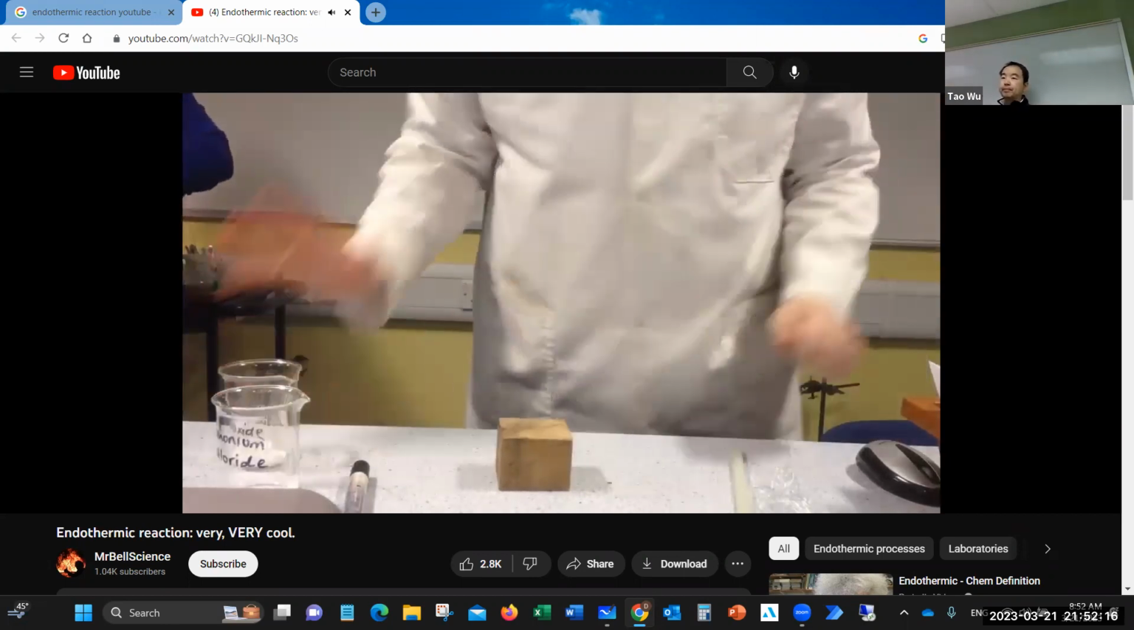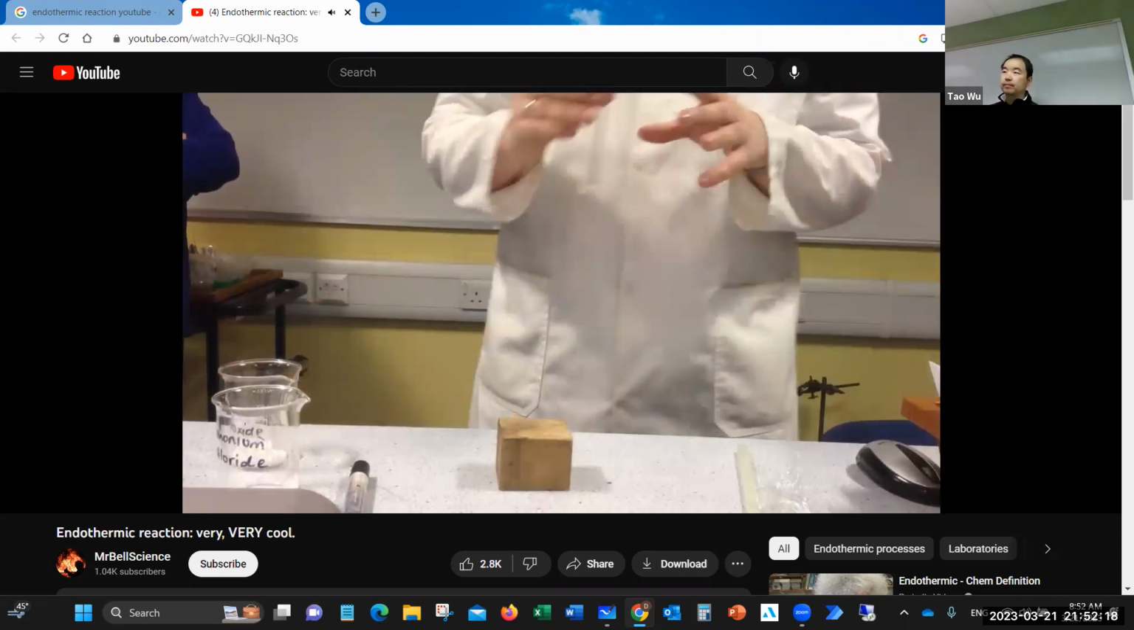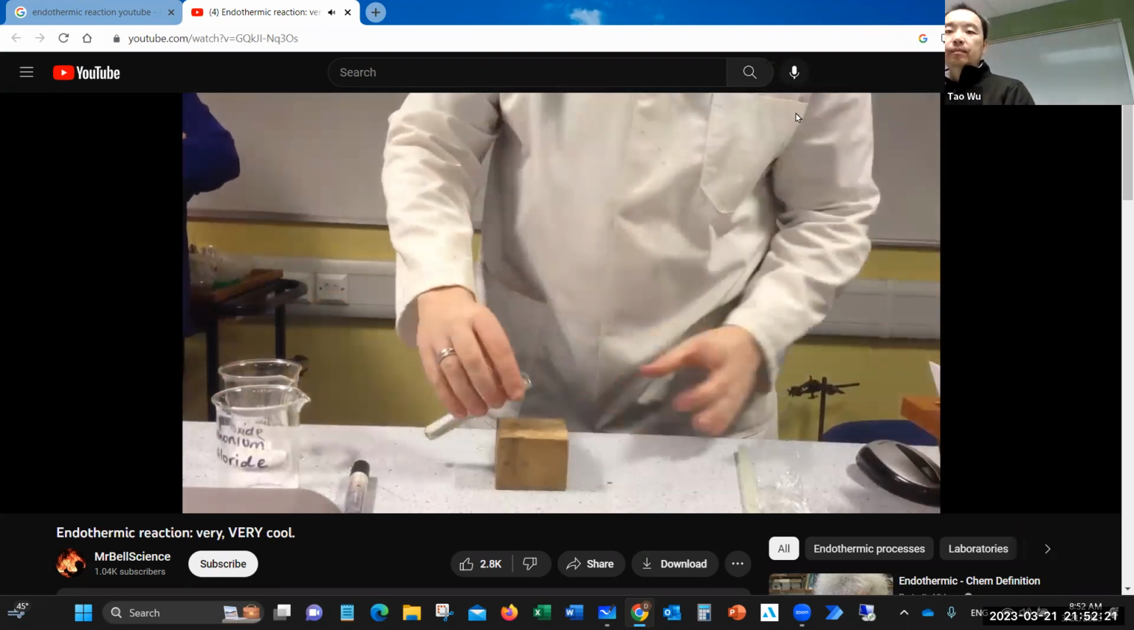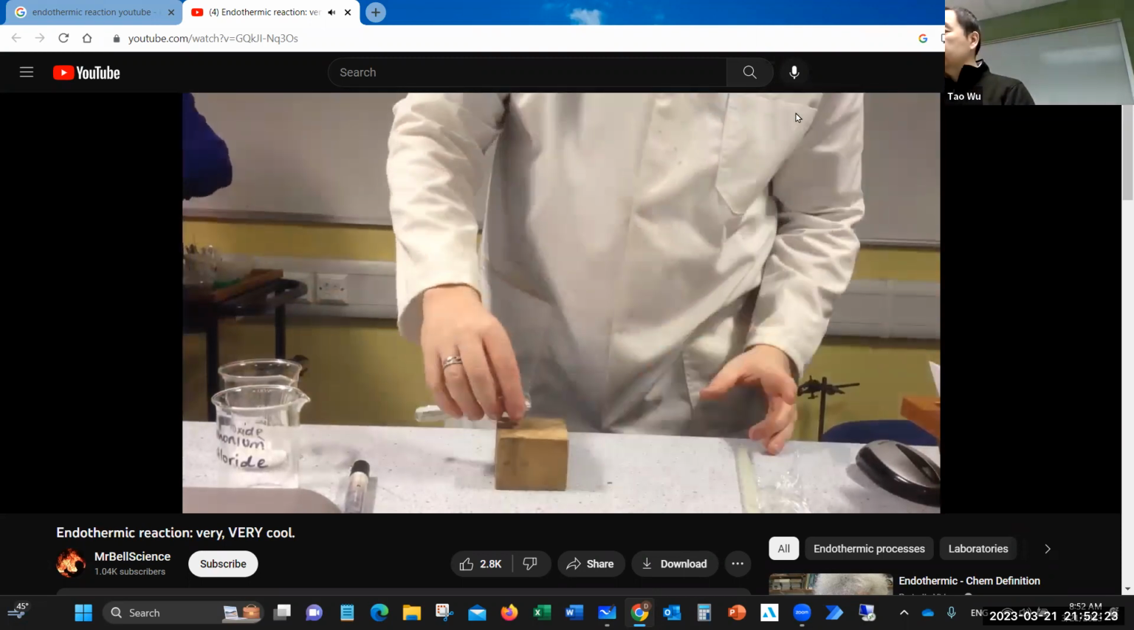So what I'm going to do to show how much heat is taken in is put this beaker on a wooden block and flip it. Okay. Now, you will see.